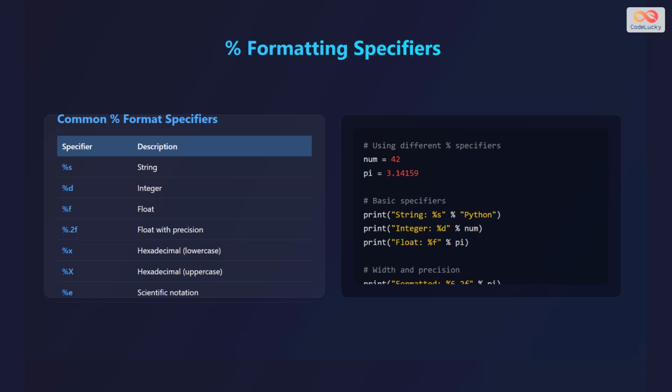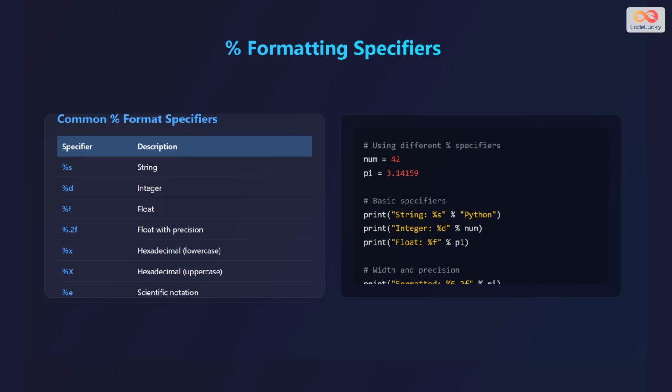Here are some examples. number = 42, pi = 3.14159. The code print("string: %s" % "Python") inserts the string Python. The code print("integer: %d" % number) inserts the integer value of number. The code print("float: %f" % pi) inserts the floating point value of pi. The code print("formatted: %6.2f" % pi) formats pi with a width of 6 and 2 decimal places.